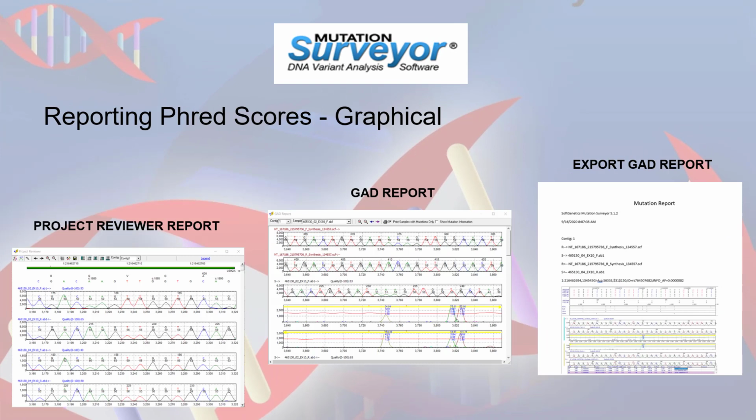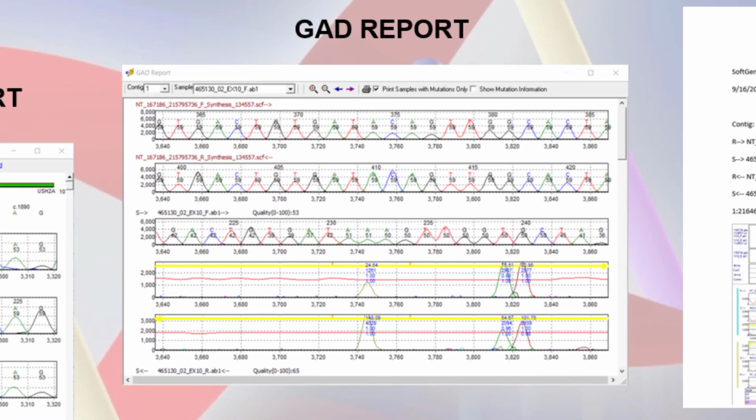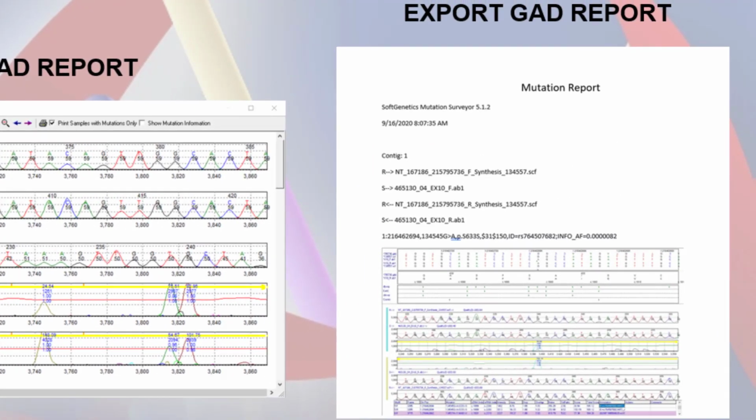Mutation Surveyor can also include Phred scores in reports. The graphical reporting options that include the Phred score display are the Project Reviewer report, the GAD report, and the Export GAD report.